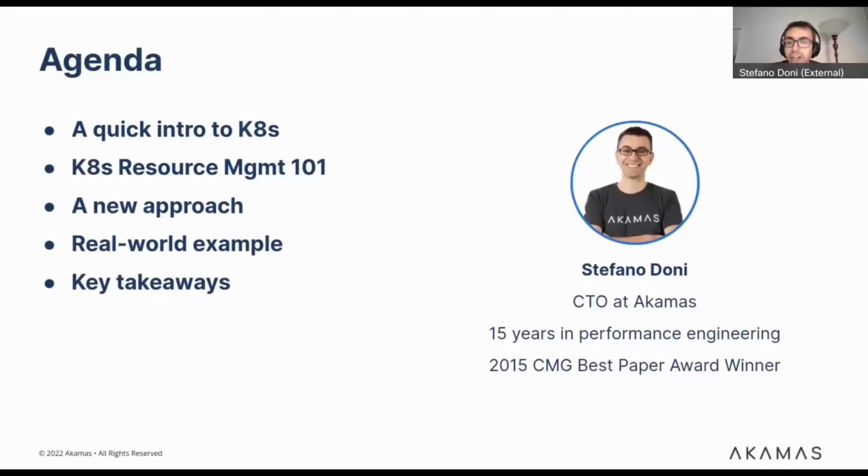We'll also look at the challenges that arise from making sure that Kubernetes applications are highly performant, cost-efficient, and reliable. And then we will see a new approach that we at Akamas have created using machine learning to get rid of all those challenges and automate the entire optimization process for Kubernetes applications. We'll then have a look at a real-world example of using this approach in optimizing a real-life Kubernetes microservice-based application, and then we will conclude with some key takeaways.